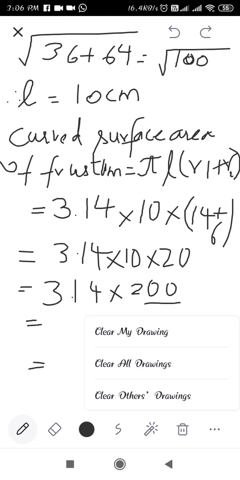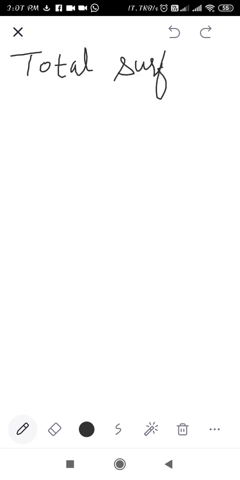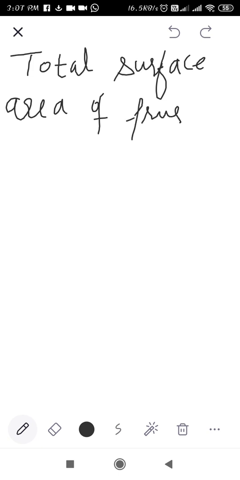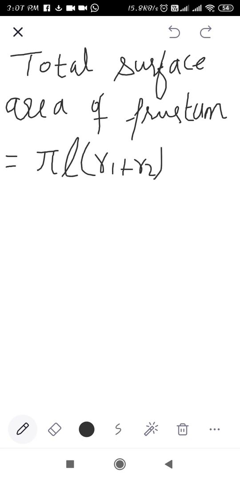To find the total surface area, we will use the formula of that concept, that is pi L (R1 plus R2) plus pi R1 square plus pi R2 square. So now let's find out the total surface area. Total surface area of frustum is equal to pi L (R1 plus R2).